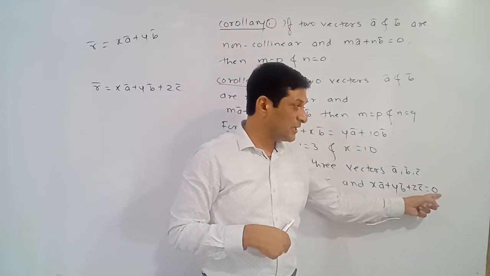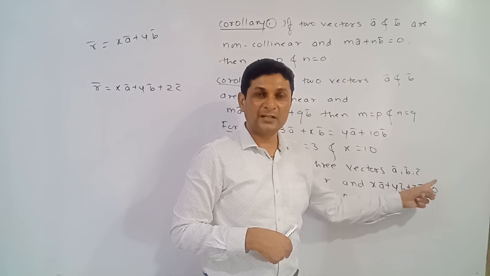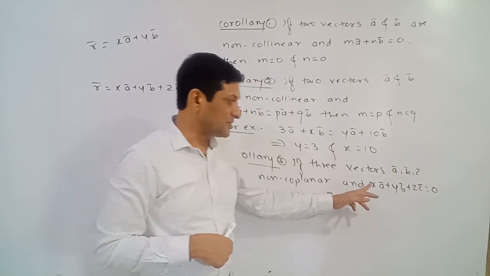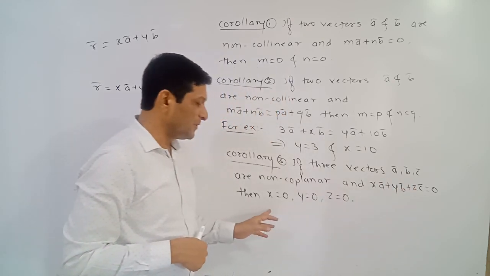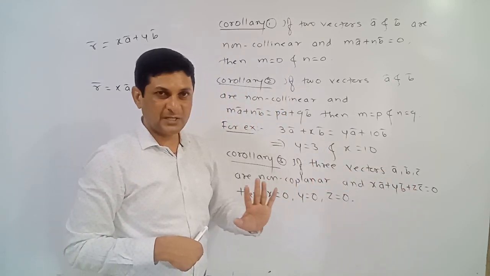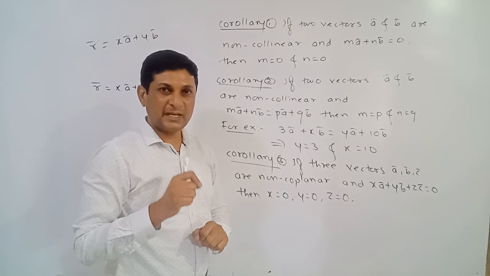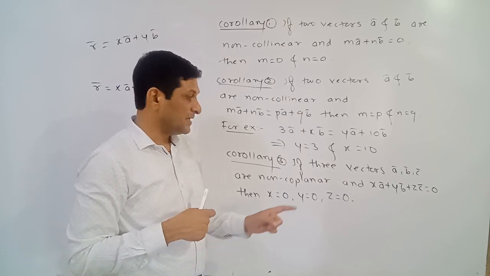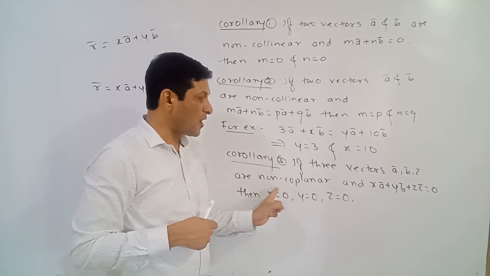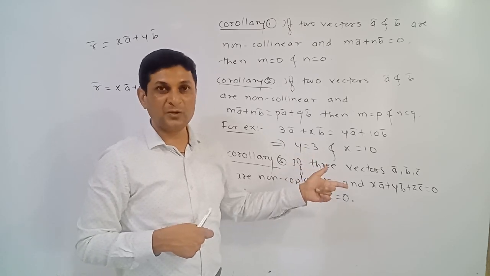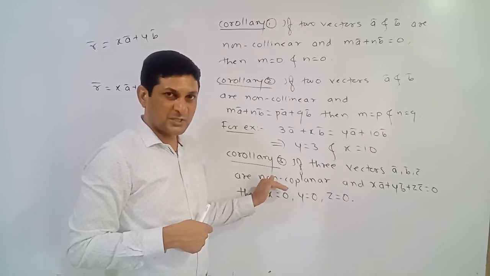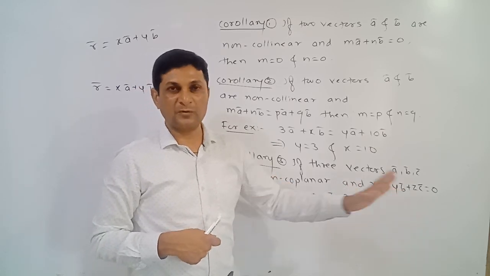But as it stands, instead of a new vector, it is given that the linear combination is 0. So it implies that the scalars x, y, z are 0; then and only then is this linear combination 0. If the scalars are non-zero, then definitely we can say that this linear combination of non-coplanar vectors gives a new vector. But if the scalars are 0, then the linear combination of non-coplanar vectors will be equal to 0.